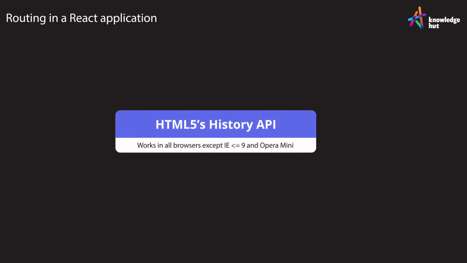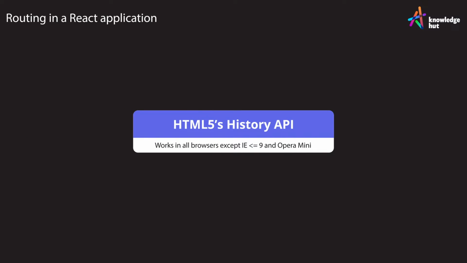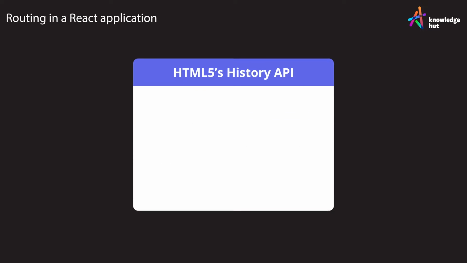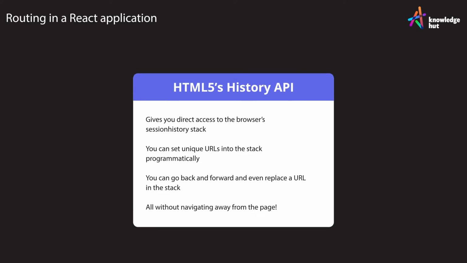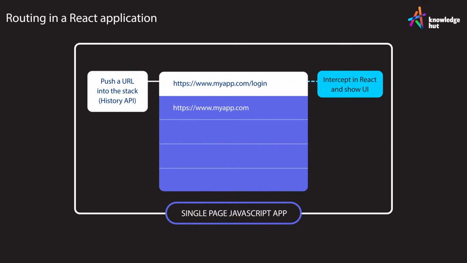A much better way, however, is the History API, which was introduced in HTML5 and is available in all browsers except Internet Explorer 9 and below and Opera Mini. The History API gives you direct access to the browser's session history stack, so you can push a unique URL into the stack programmatically, going back and forward and even replacing the URL in the stack without navigating away. This allows your single-page JavaScript app to intercept changes to the stack and react to these changes. Moreover, it lets you enjoy full native navigation features without actually leaving the single-page application in the browser.